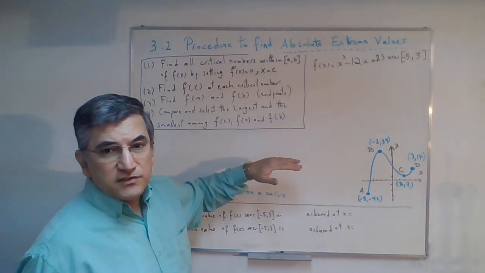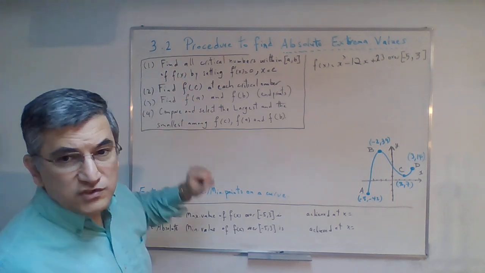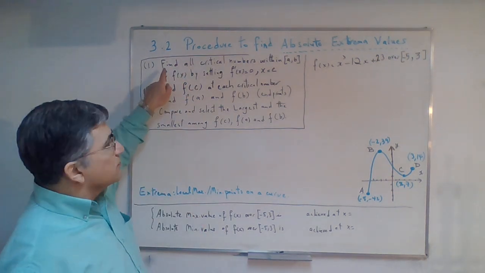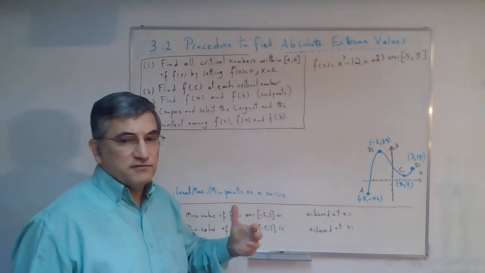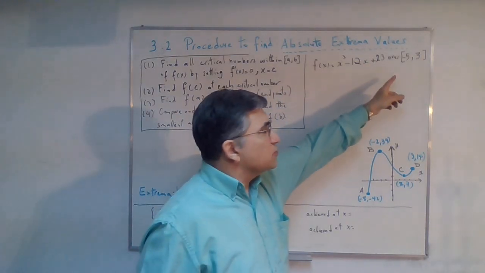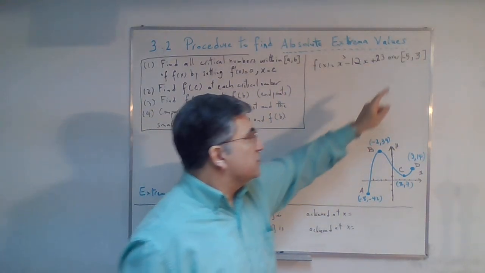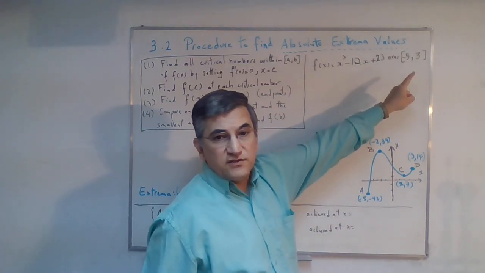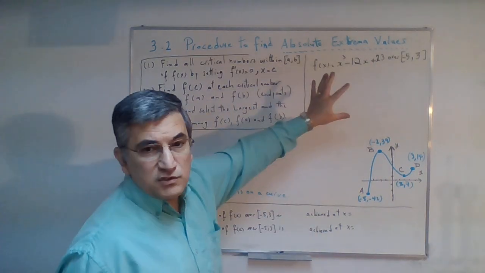The procedure is very clear. I already wrote the 4 steps here. So let me tell you what is given. Some sort of function is given, in this case a cubic function, and some sort of interval is also given with the 2 endpoints, -5 and 3 inclusive. That's what is given normally.